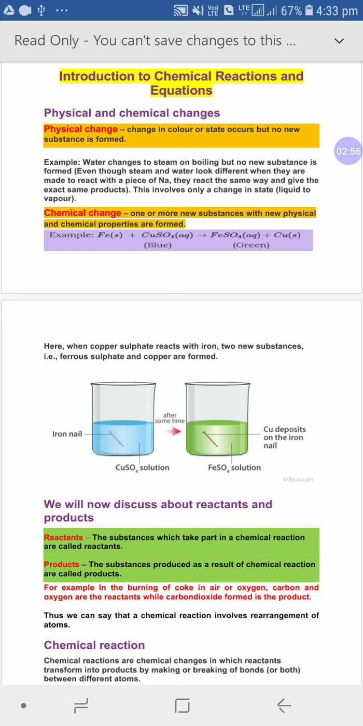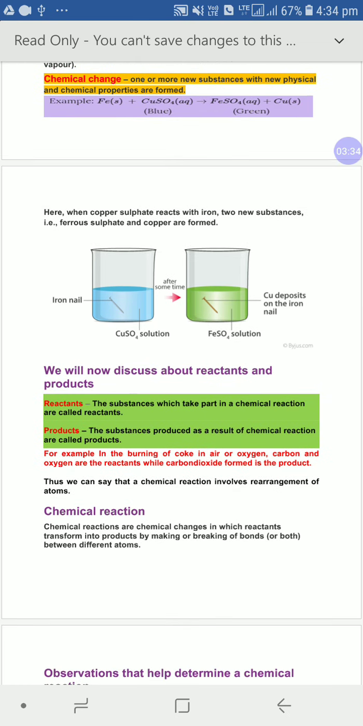For this chemical reaction, what are we using? We are using iron and copper sulfate. These are reactants. And the right hand side, the substance produced as a result of the chemical reaction, is known as product. For example, in the burning of coke in air, because in class 8 we have already studied coal and petroleum, when coke burns in air and oxygen, it forms carbon dioxide. The carbon dioxide gas is formed, which is a product. When we burn something, the left hand side is known as reactant. When a new thing is produced on the right hand side, it is known as product.